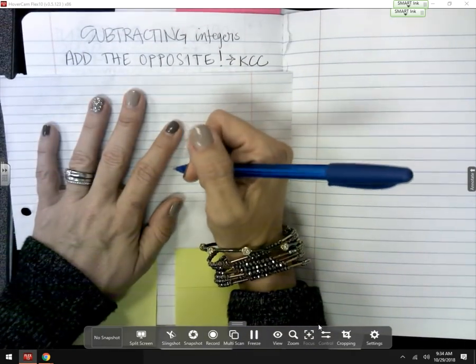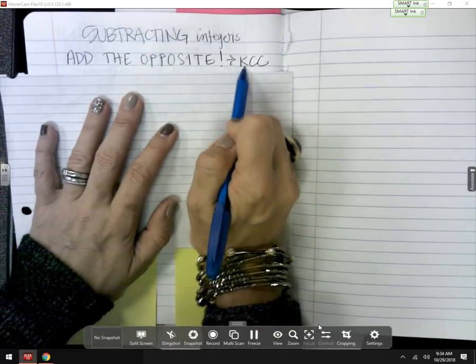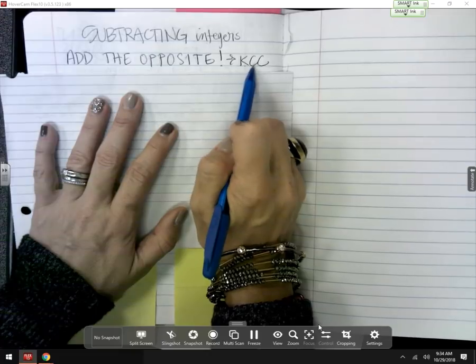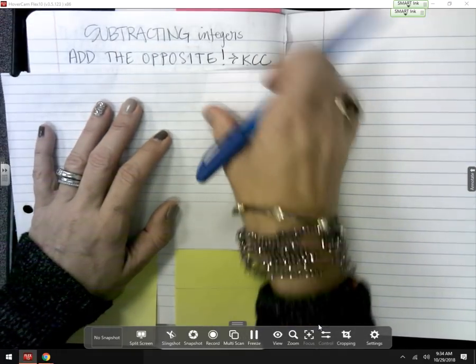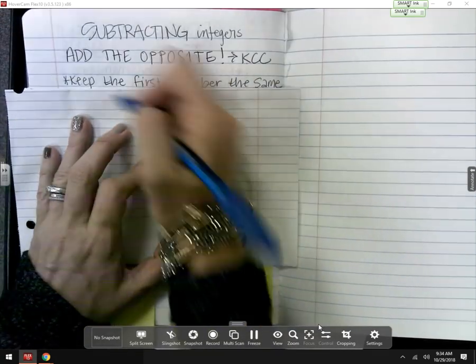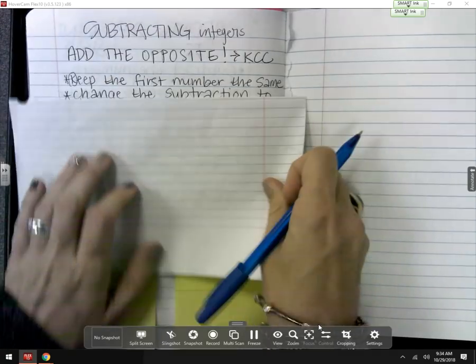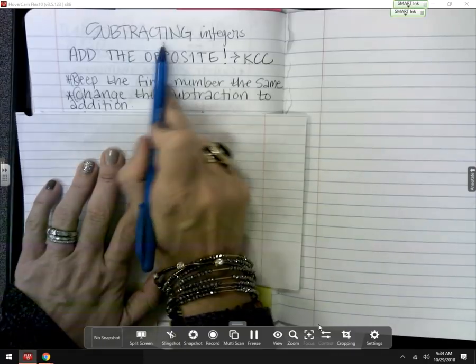Okay, so as you know, when we are subtracting integers, we do not subtract. We're really good at adding, so we're going to just add the opposite. I've already shared with you guys that my strategy for this is keep, change, change. So that's what we're going to do. We're going to add the opposite. So you keep the first number the same. That's the K. You change the subtraction to an addition.